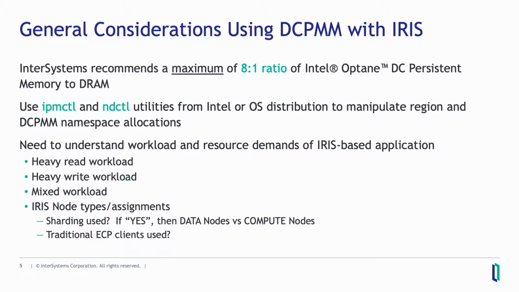One other general consideration is you want to understand your workload and your resource requirements for your specific application running on IRIS. You certainly don't want to go out and buy DCPMM just for the sake of buying it. I'm sure Intel would love that, but the benefit really depends on what your application profile is. And what I mean by your application profile: is it a heavy read or query workload? Is it a heavy write workload? Is it a mix of both? Is IRIS sharding used? Yes or no? What kind of nodes are used within sharding? Or do you have a traditional ECP client or application server architecture? These are things you need to be asking yourself. And of course, if you get stuck, we at InterSystems, Technology Architect Group, WRC support, can help you look at your system profile and see where benefits of DCPMM would come into play.